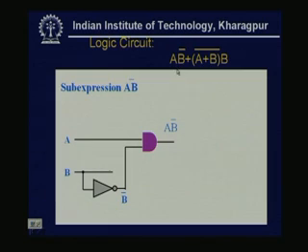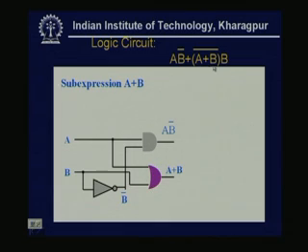Now, I want A B bar, means A dot B bar. So, I have the A line, I have the B bar line. So, I will put one 2 input, one output AND gate, whose output is A B bar. This is the circuit for the sub expression A B bar. Now, I still have another sub expression.